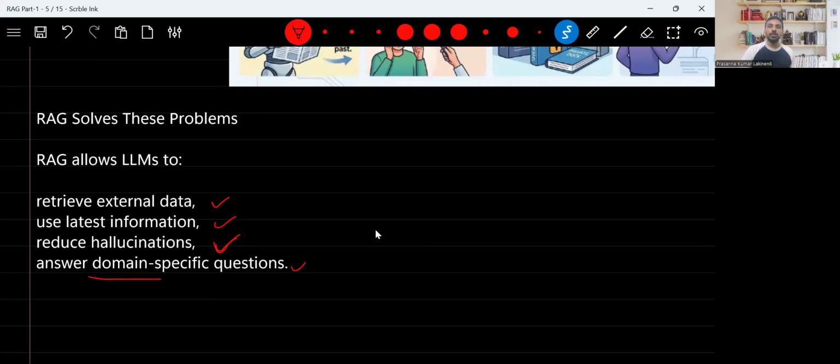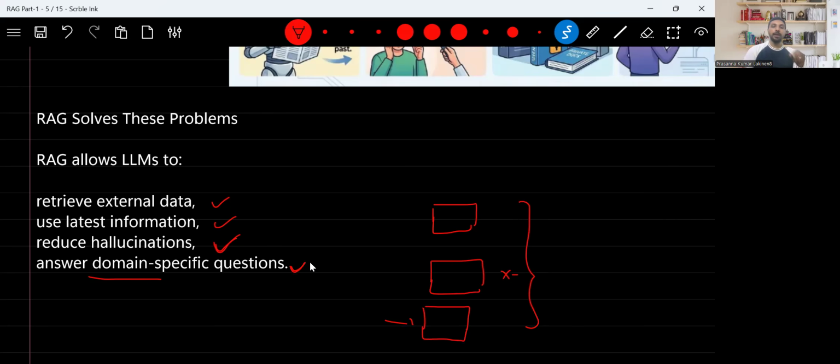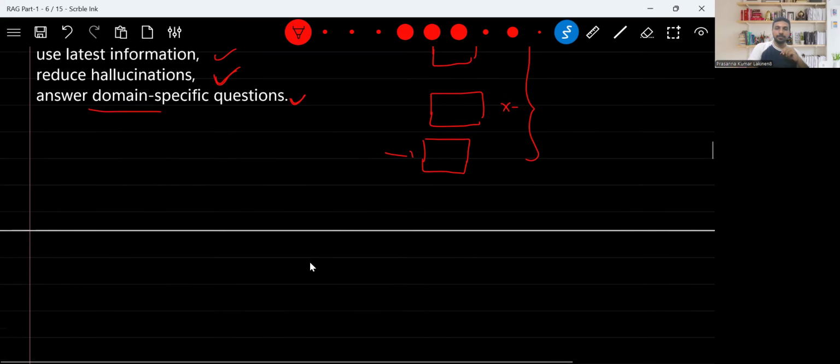That is, the leave policy of ABC company, the stock secrets of some X company, the diabetic patient information from a hospital. All these are domain specific information. So these domain specific answers can be addressed by RAG architectures.